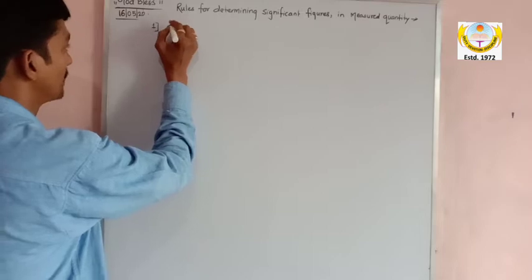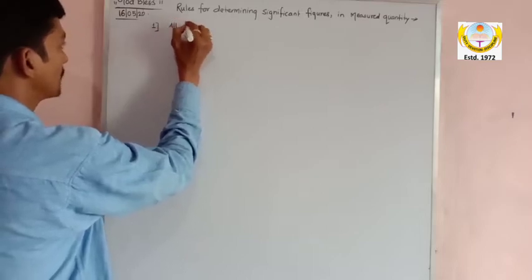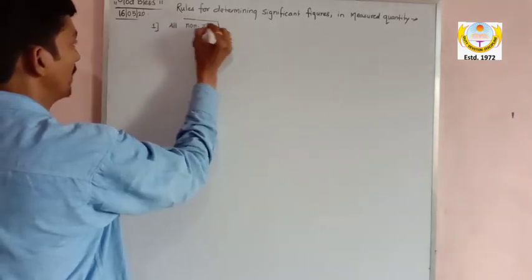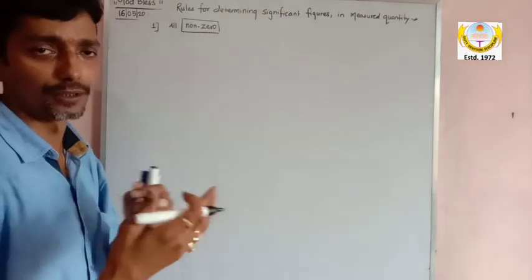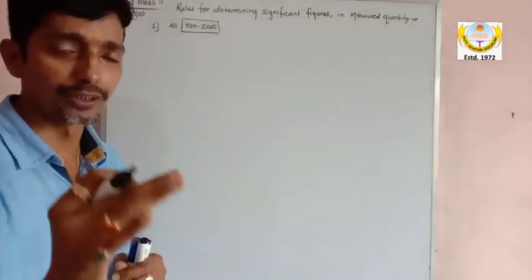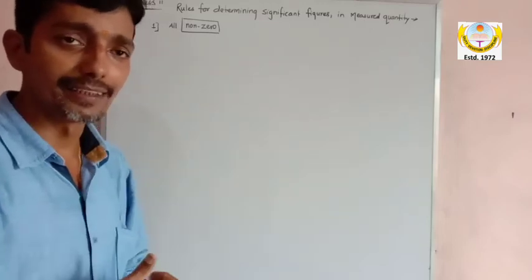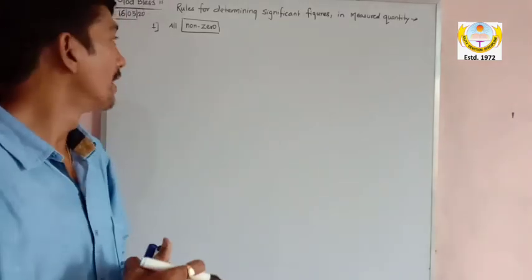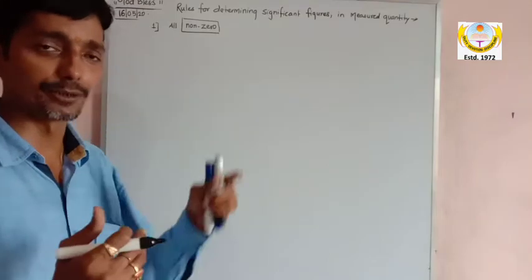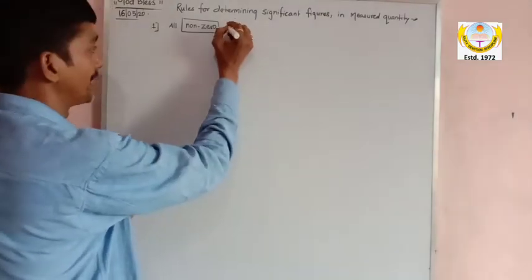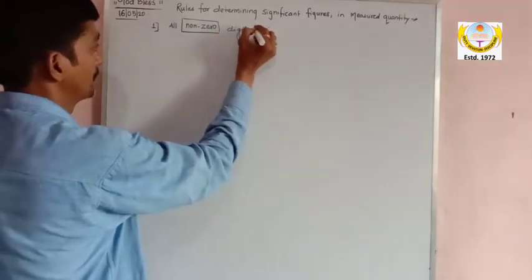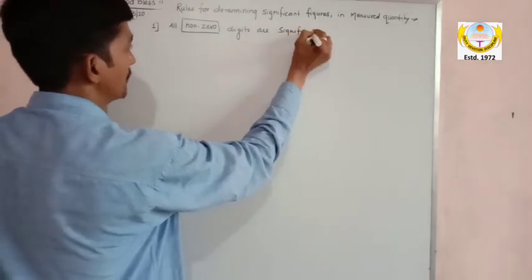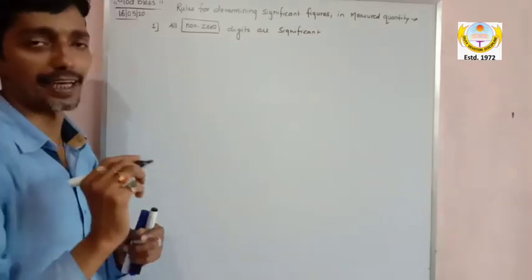The first rule: all non-zero digits are significant. Here I will write the rule in terms of zero, non-zero and decimal. These three things I keep writing. Zero means I'll write 0. Non-zero means except 0, I'll write the numbers 1, 3, 2, 4, 5. And decimal. These are the main things to understand the rules. So all non-zero digits are significant.